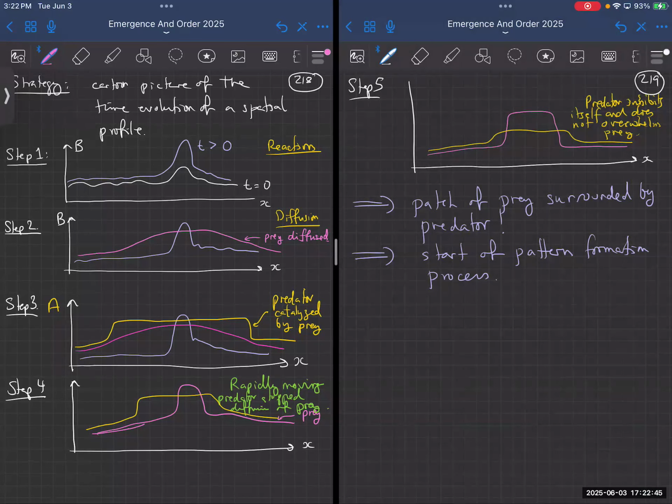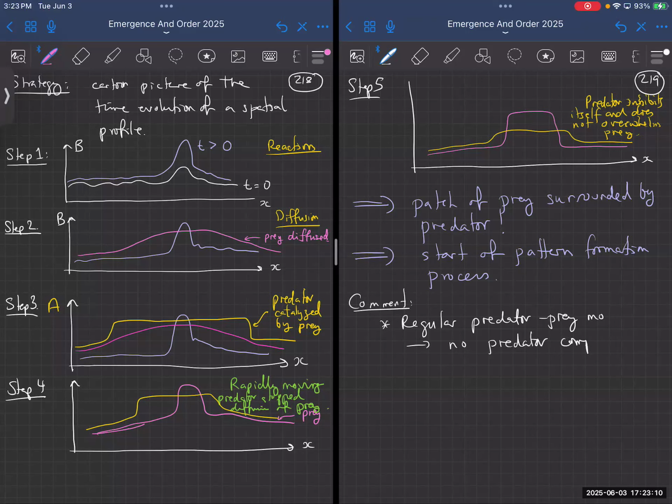The last thing I want to say is this, and then we'll leave it for today. The first comment is that a regular predator-prey model has no predator competition. That means that the predator does not inhibit itself. So the regular predator-prey model isn't an example of this. And so we have to extend the model to include predator competition.